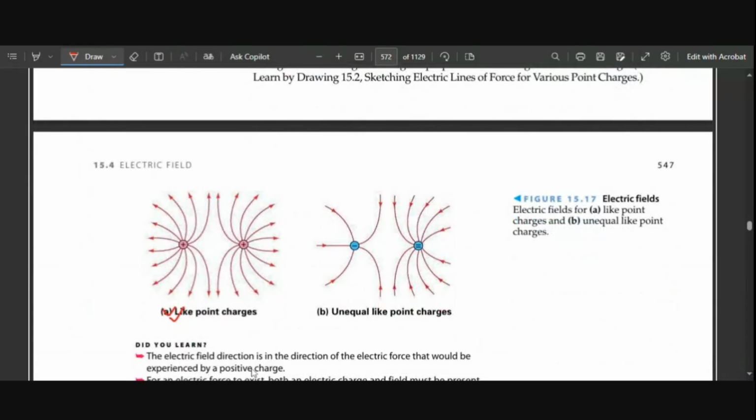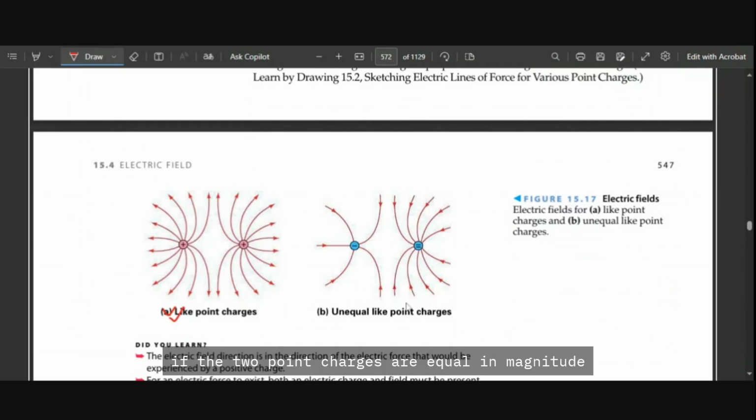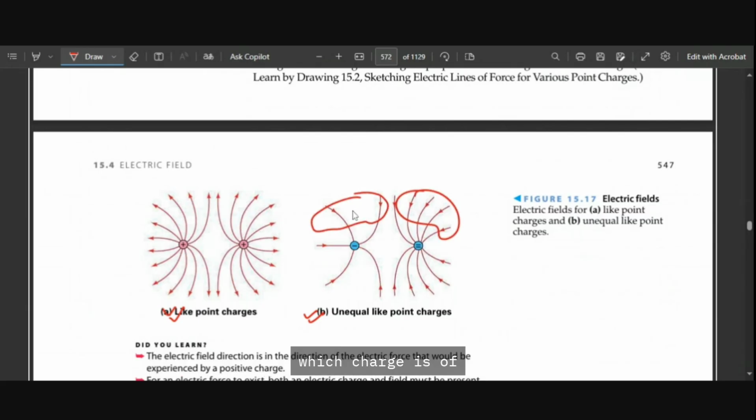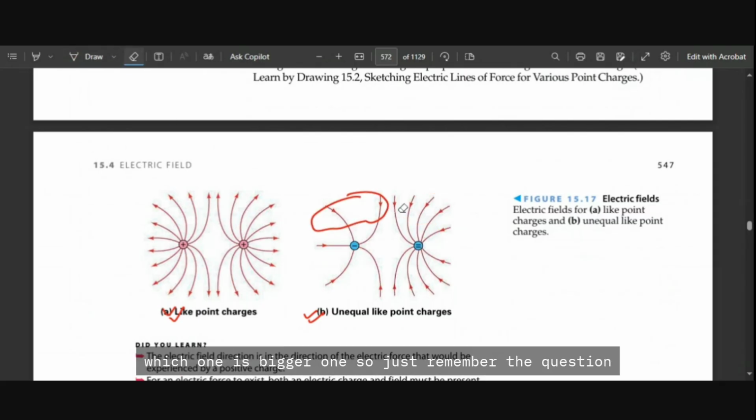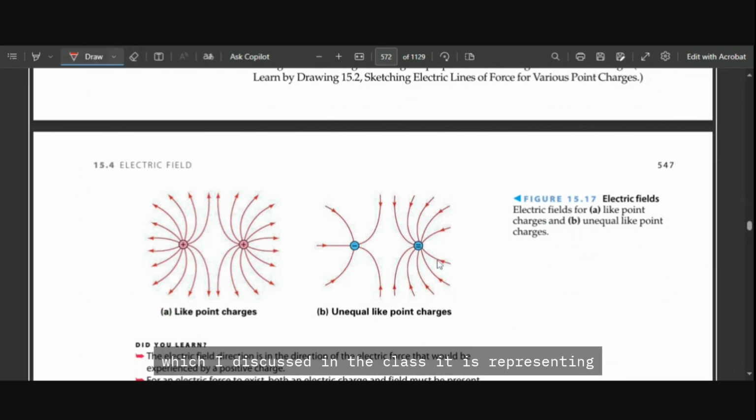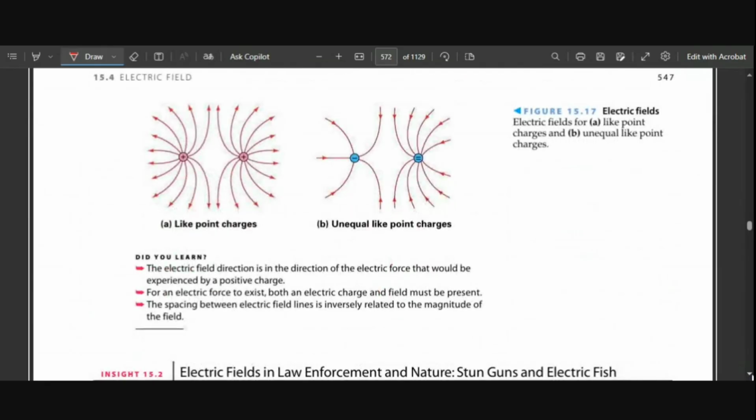Although we have already seen this, like point charges. If the two point charges are equal in magnitude, the electric field must be going away from each other. If they are unequal, the electric field lines are not going to interact, but the number of field lines will suggest which charge is of which magnitude, like which one is bigger. So just remember the question which I discussed in the class. It is representing the same diagram, where the question asks which one is bigger and what is the nature of those two charges. Something like that can be asked to you.